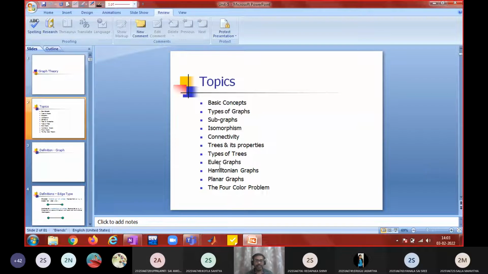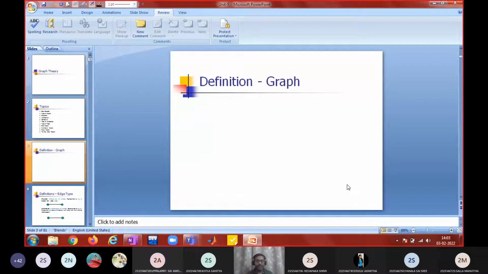So this is what we are discussing now. These are the main topics. We are going to discuss basic concepts, types of graphs, subgraphs, isomorphism, connectivity, trees and their properties, types of trees, and Eulerian graphs, Hamiltonian graphs, planar graphs, and the four-color problem.